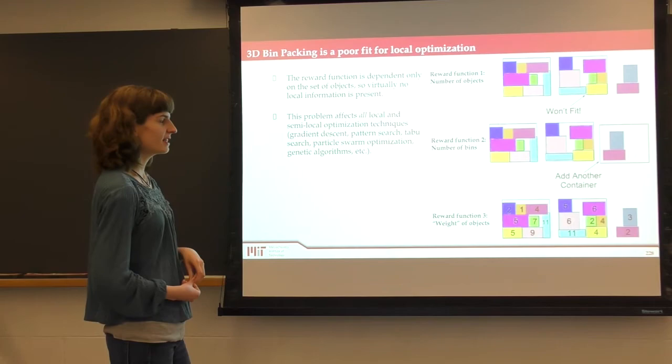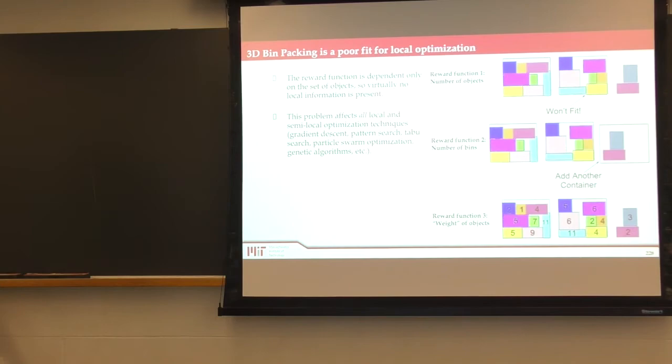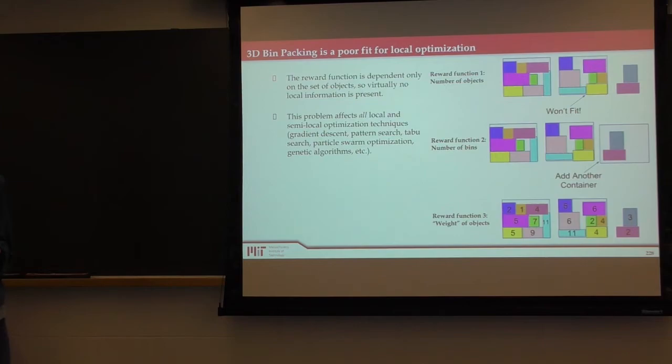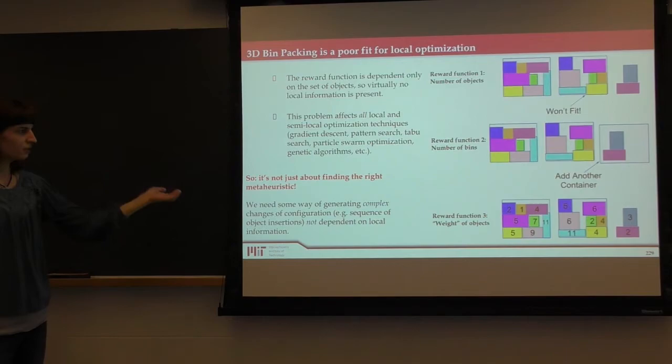And this gets much worse if you do a continuous embedding. Like, the reordering of the parts at least is making some sort of discrete change, but with continuous change this is even worse. And this sort of problem generally affects all types of locally information-based metaheuristics, which includes pretty much all of them.